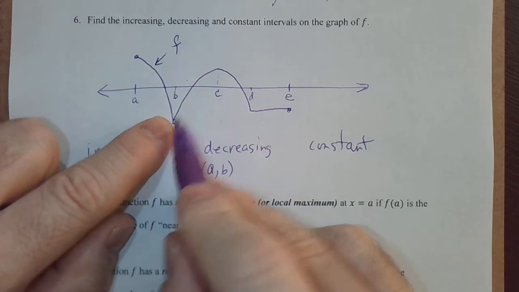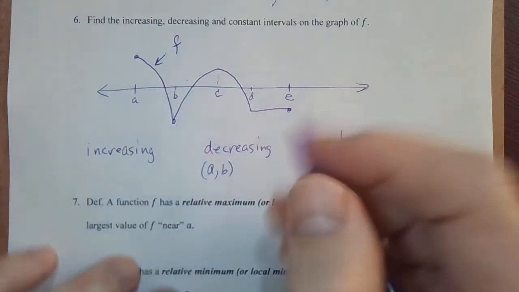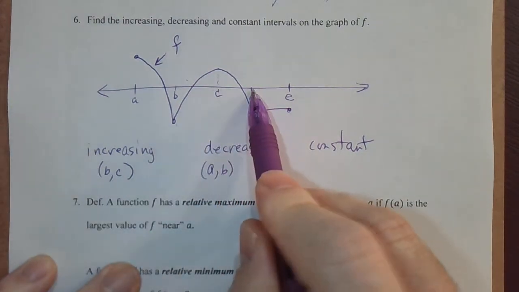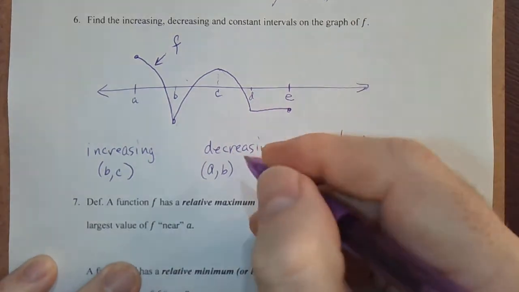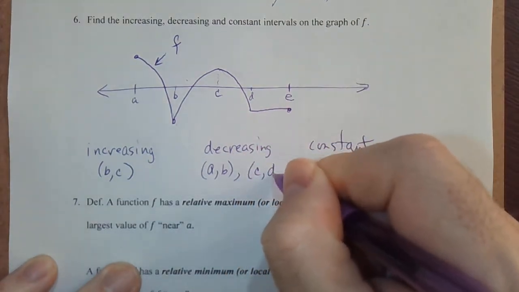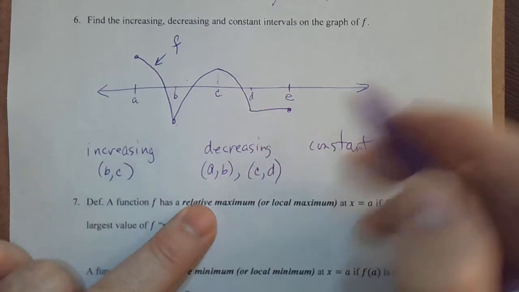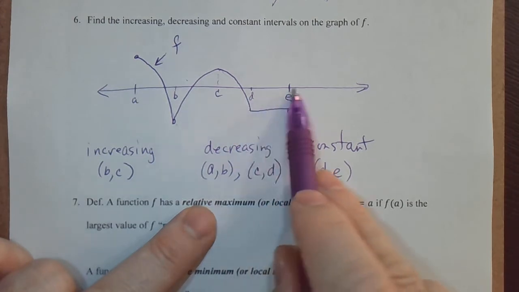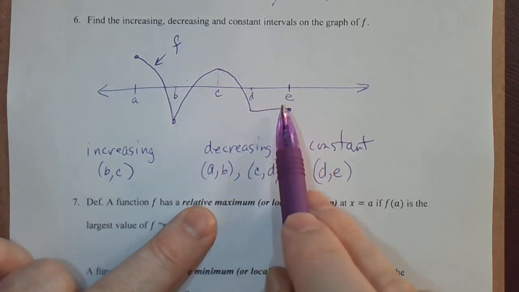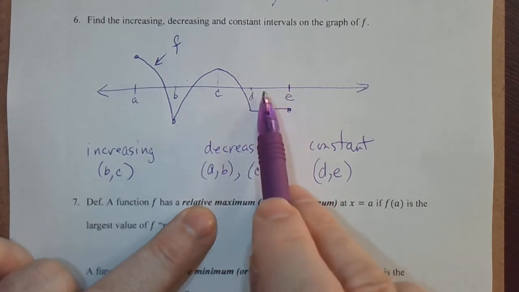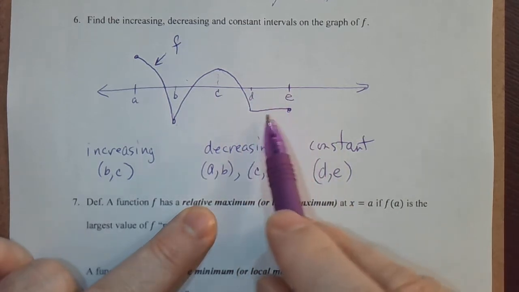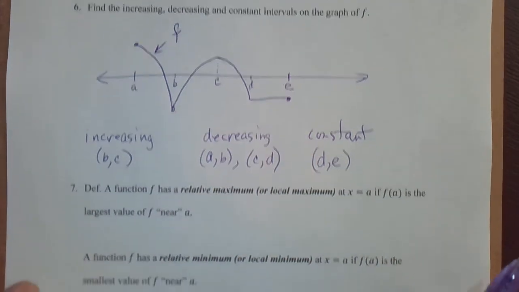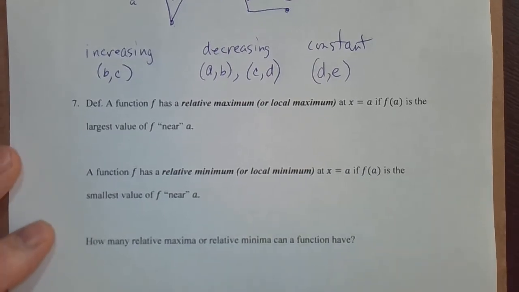All right, from B to C, it's increasing. And from C to D, we went back to decreasing. And then constant from D to E. I intended to make this a horizontal line parallel to the x-axis, so it would be a constant function. All of the x values between D and E have function values that are equal to each other. This negative number height right here. Okay? All right, a couple more definitions.